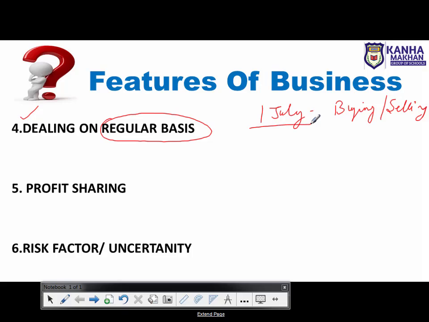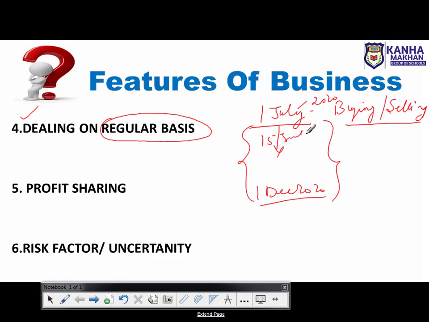And after this 1st July, which was in 2020, I go for the next transaction on 1st December 2020. That should not happen. This particular transaction will not be considered a business. We cannot put it in the category of business. So the business should be on a regular basis. Regular basis means 1st July, then it can be 15th July, in between it can be 25th July. In one month we have maximum transactions. That will be counted as regular business, right?